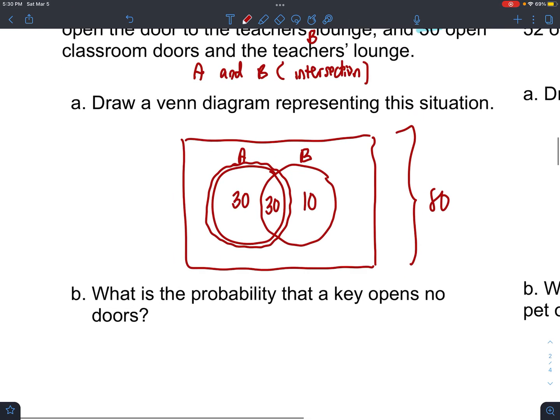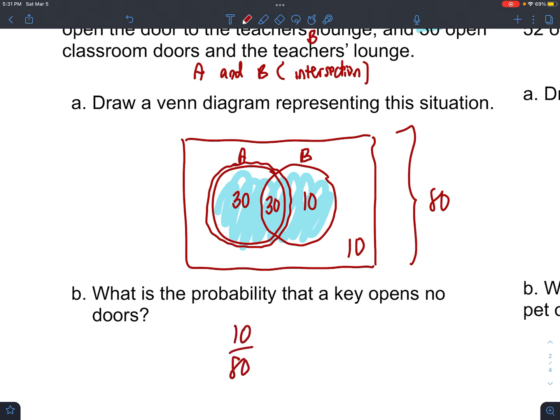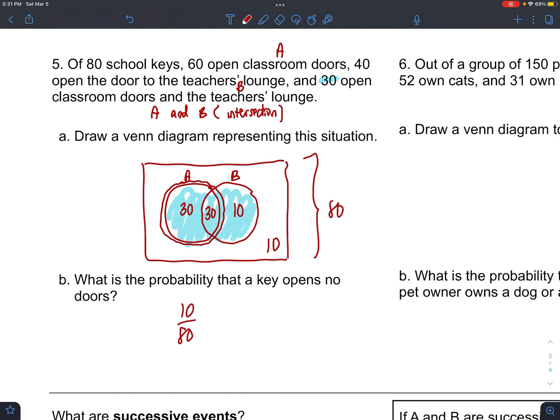Okay. So what's the probability that a key opens no doors? Well, we know the universe, all of our keys is 80, but how many are in here? How many are in that blue part? There's only 70. You see? So 10 fall in the outside. There's normally always something that's on the outside of the Venn diagram. Okay, something that just doesn't belong. And there's 10 keys that do neither.